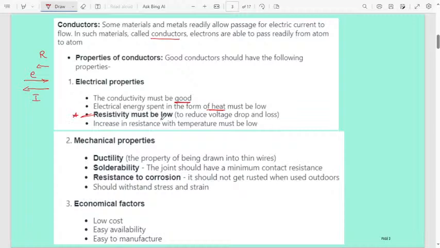Resistivity must be low to reduce voltage. Even it will reduce the voltage drop and also loss.